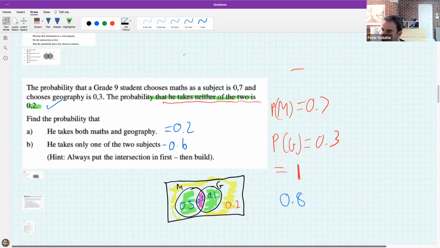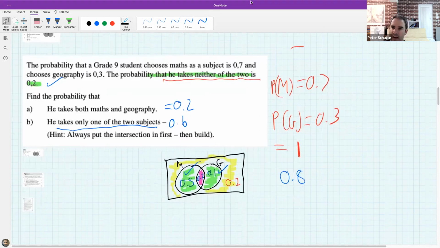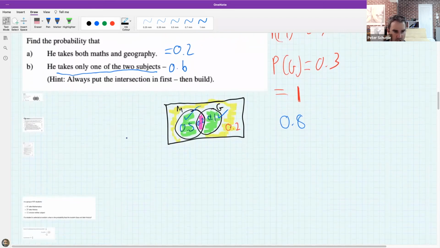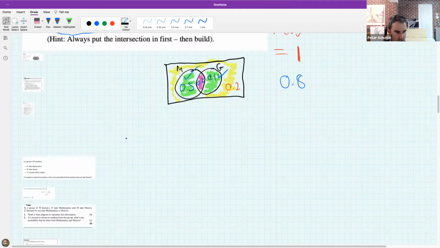Tumelo said, how do I get the 0.6? Tumelo, the green bits are the 0.6. Those are the regions where, if I had included the 0.2 in the middle, those students do maths and geography. And the question says he only takes one of the two subjects. So that's why I only add up those two. Okay. So again, I really encourage you to re-watch these videos. If you are unsure about something, let us know.